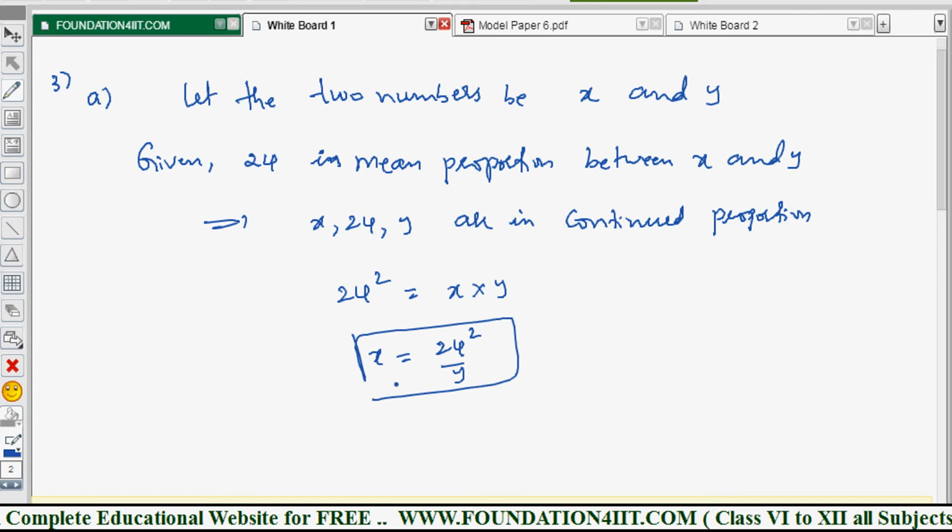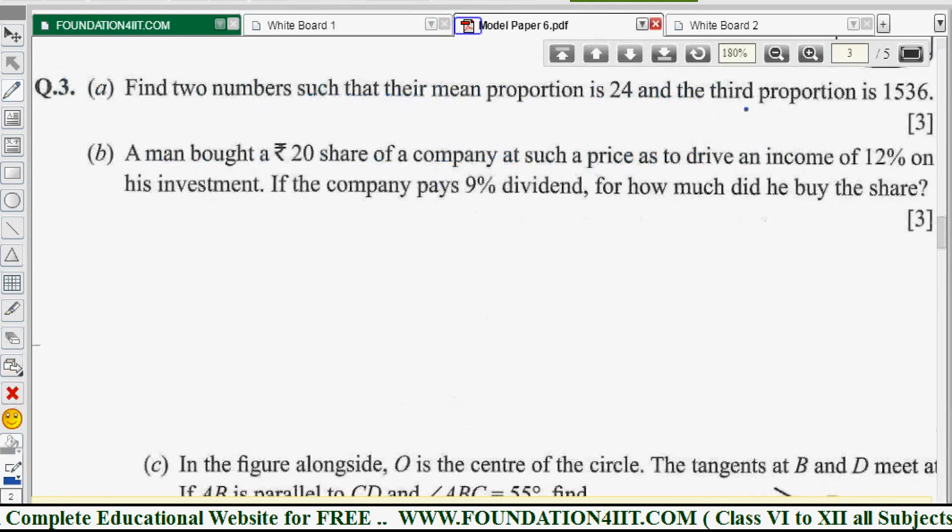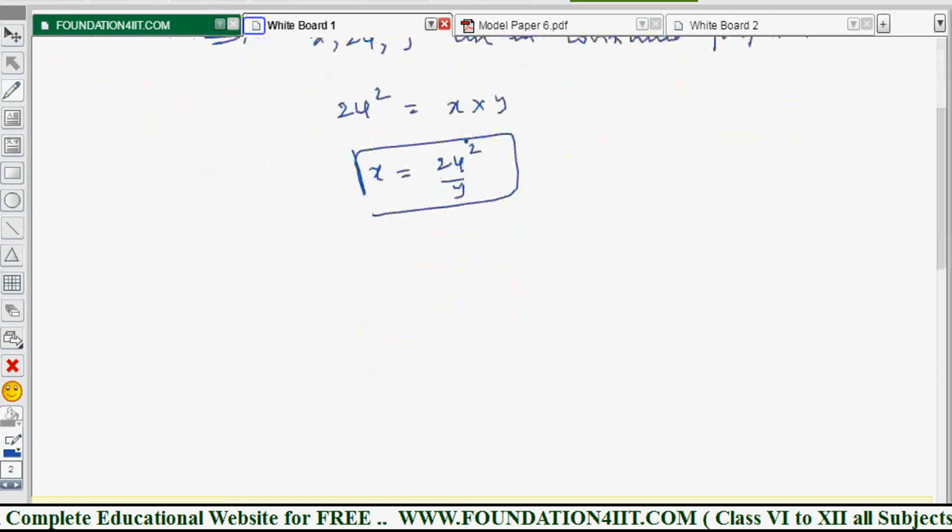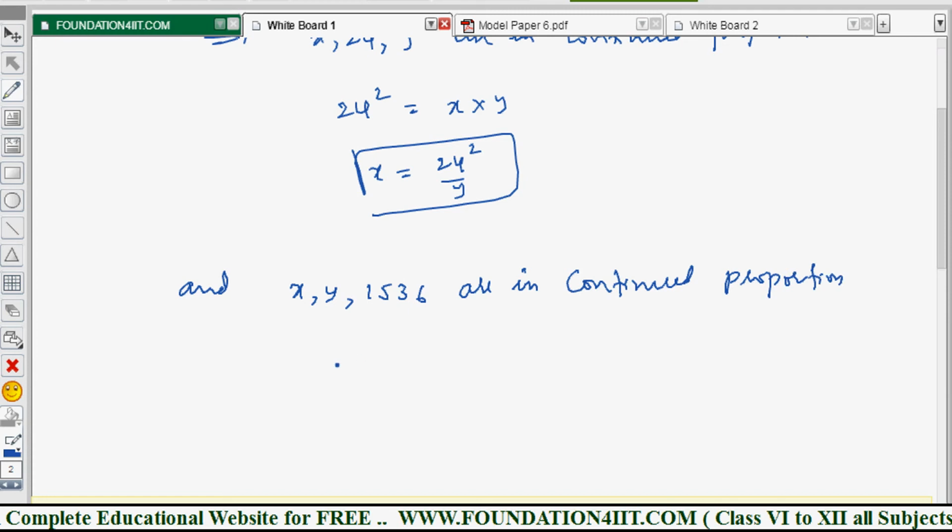And one more, 1536. If you see the question, 1536 is the third proportion. So also given x, y, 1536 are again in continual proportion. If these three are in continual proportion, use this concept, that is middle term y square is equals to x into 1536. Using these two statements, you should find out x and y.